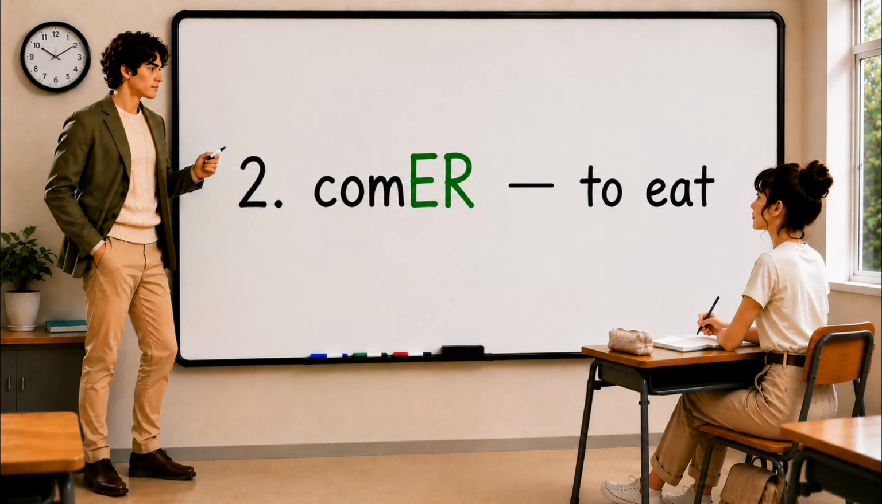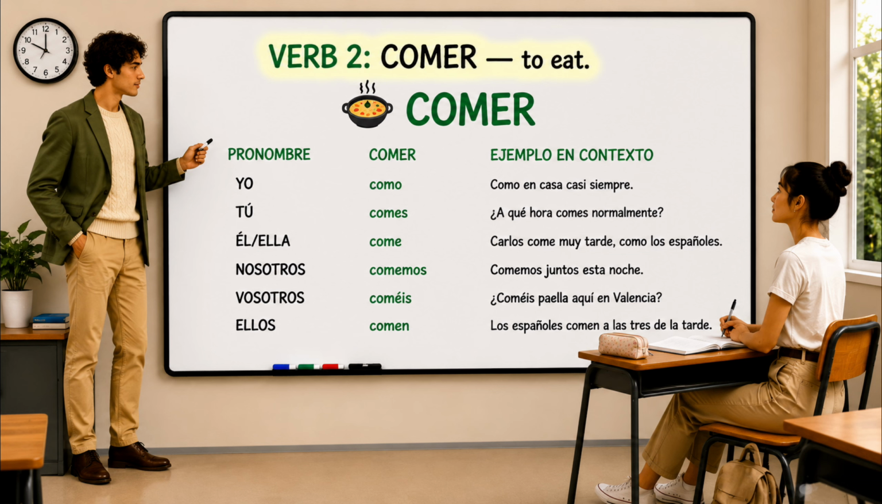Verb 2, comer, to eat. The same pattern applies to other verbs ending in ER. The endings will always be the same if it is a regular verb. Como en ese restaurante todos los días. I eat at that restaurant every day. ¿Coméis aquí siempre vosotros? Do you all always eat here?